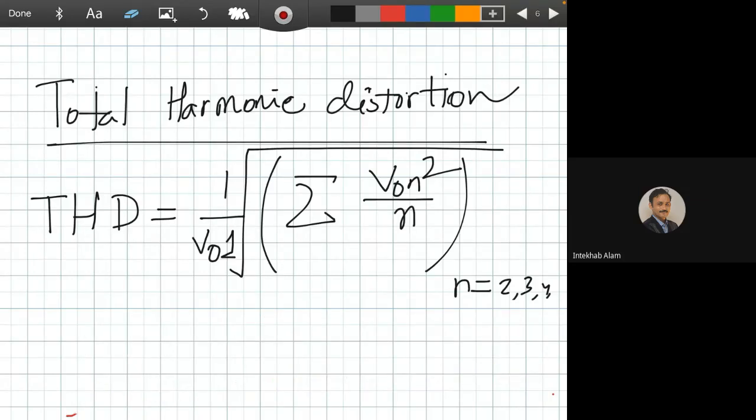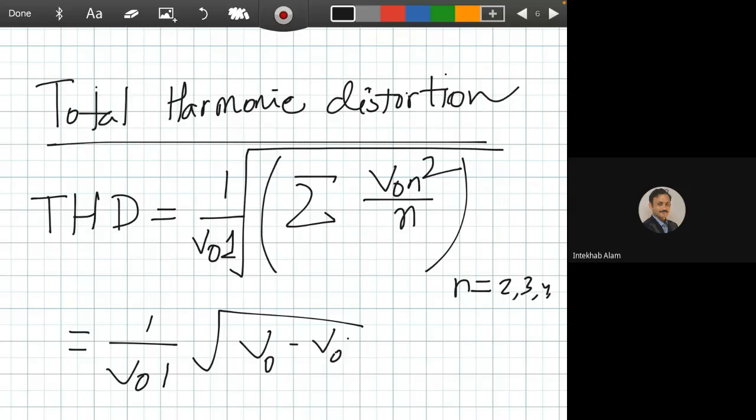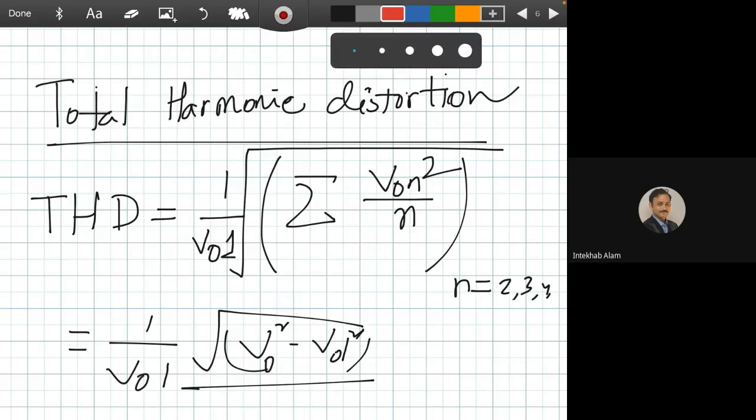Okay, so if it is clear with you, then we can start with a new part. When we make the calculation, we actually do the same thing, V out square minus VO1 square. So do you have any idea why we are making a square here?